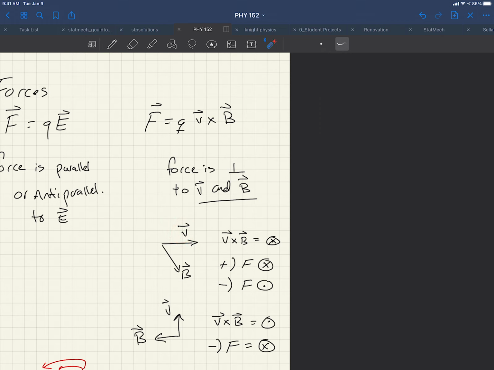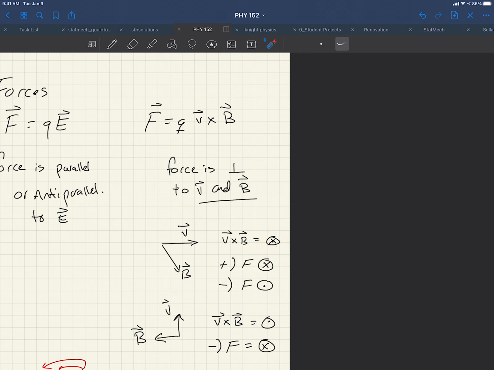So if you do that, you put your four fingers in the direction of V, it's kind of pointing away from your body, and then you're going to turn your fingers towards B. So if you do that, your thumb should be pointing straight down into the page. And so what we say is the direction of V cross B is into the page.